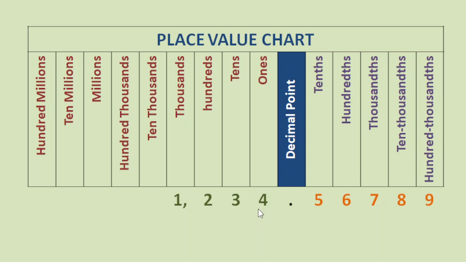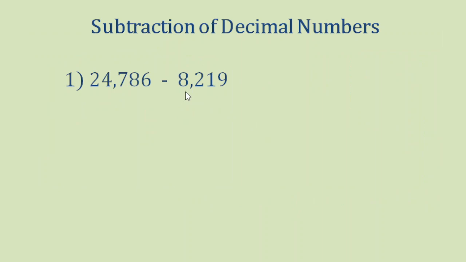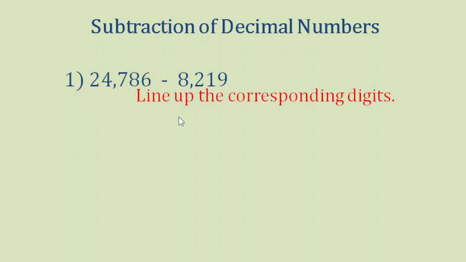It is important to note the place values of the digits because, for example, if we are going to subtract 8,219 from 24,786, we are going to line up the corresponding digits in arranging these two numbers vertically. That will look like this. Notice here that the ones digits 6 and 9 are lined up. The tens digits 8 and 1 are also lined up, and so on.